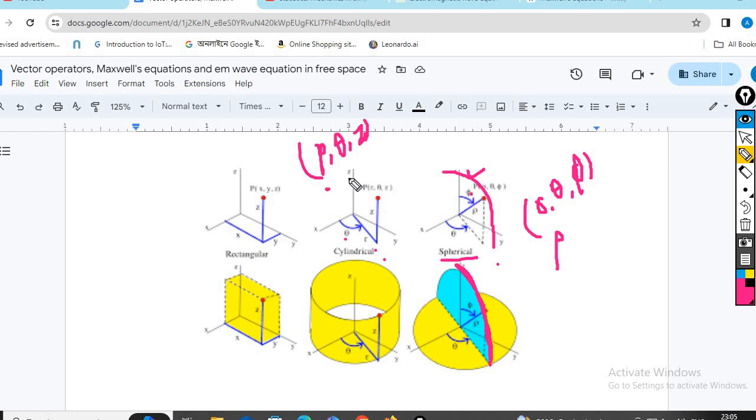So if you have these three coordinate points, x, y, z, r, theta, z and r, theta, phi, you can represent your position on either rectangular or spherical or cylindrical coordinate system. Now these are basically basic mathematical tools which will help us to explain the vector field, the famous electric and magnetic vector fields.